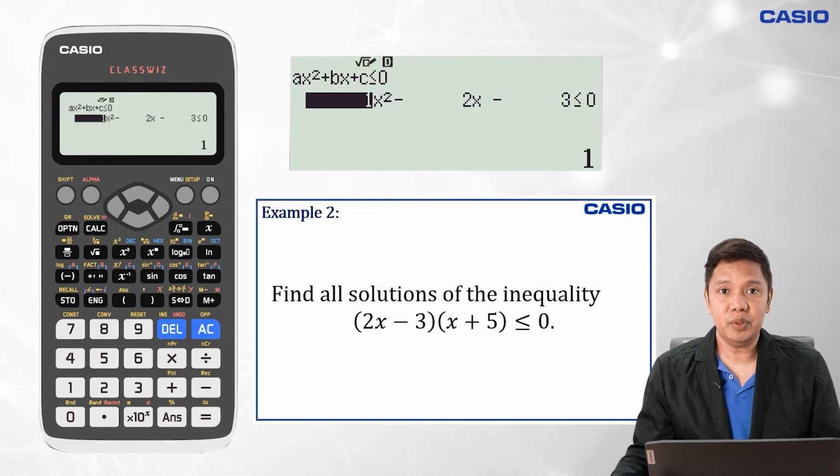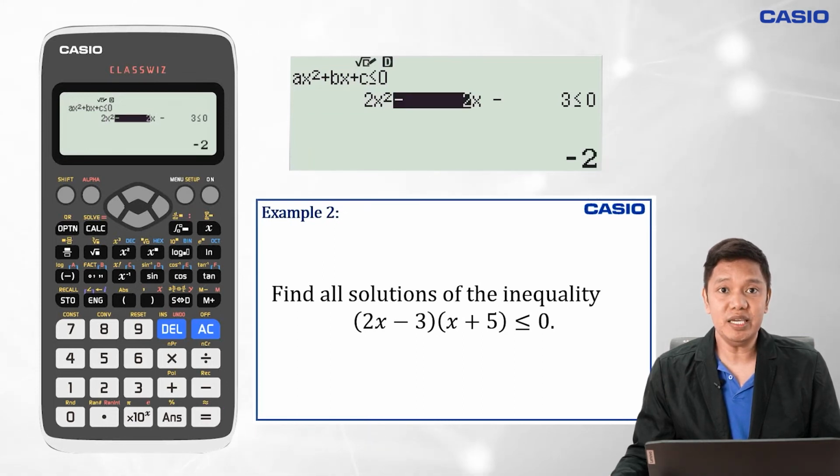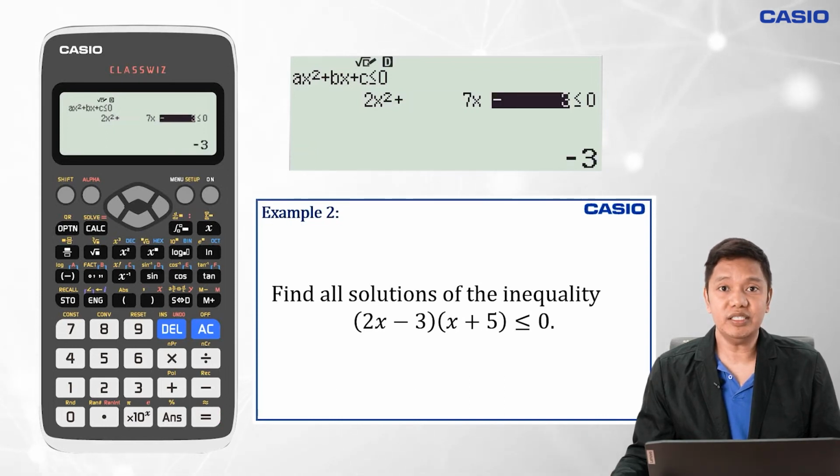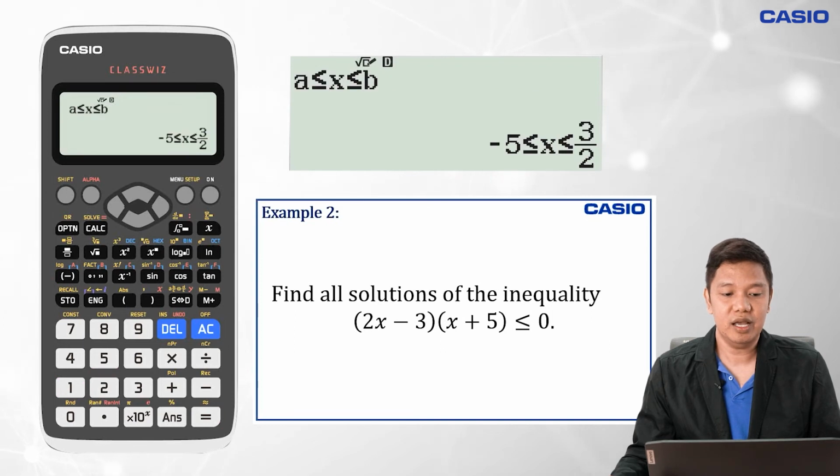Again, our given polynomial is in factored form. Expanding this, we have 2x squared plus 7x minus 15. Thus, our a is equal to 2. So press 2 equals. And our b is positive 7, so press 7 equals. And our c is negative 15, so press negative 15. And then equals. Pressing equals again, we have the closed interval negative 5 to positive 3 halves.